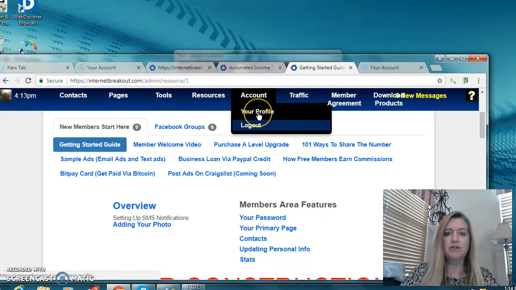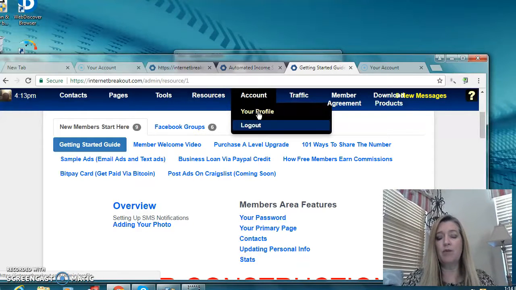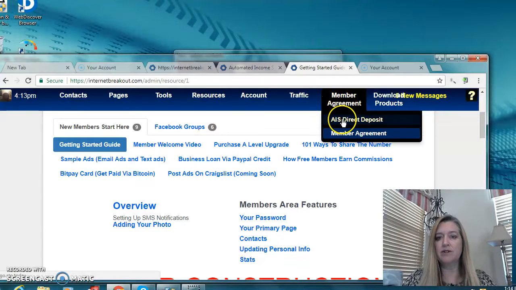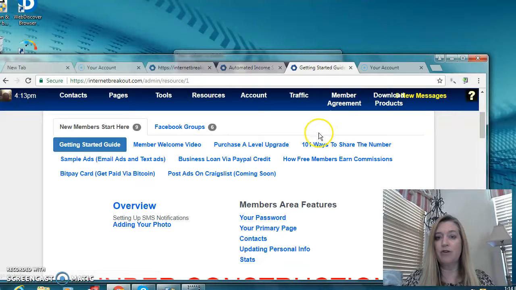And then here's your profile. Your profile is very important. You want to complete that. You can actually get paid in 3 different ways: Bitcoin wallet, PayPal, and if you're in the US, you can do direct deposit. They have the form for that over here. As you see, they have the direct deposit and then the member agreement. The member agreement has to be completed in order for any payments to be transacted.